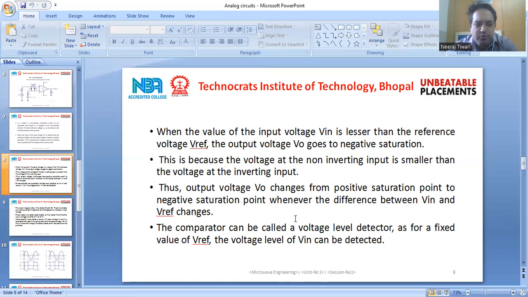And one thing more here, now a comparator can also be called a voltage level detector, because if you fix the voltage at the reference voltage, then the voltage level at the input can be detected from the input side. So that's why it can also be called a voltage level detector.